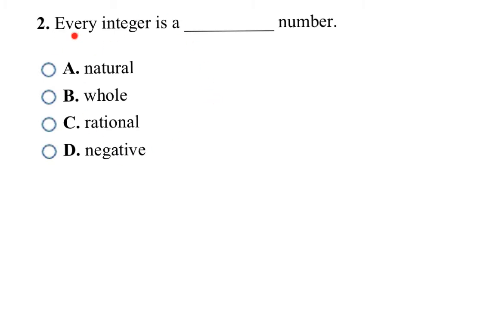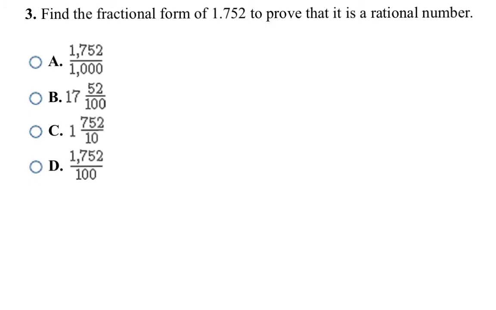This question here has to do with those notes that we took on the subsets 2 slides back. It says every integer is a blank number. So integers are a more specific type of rational numbers. So that's going to make C my answer. This question here wants us to prove that this decimal is a rational number by putting it in fraction form.